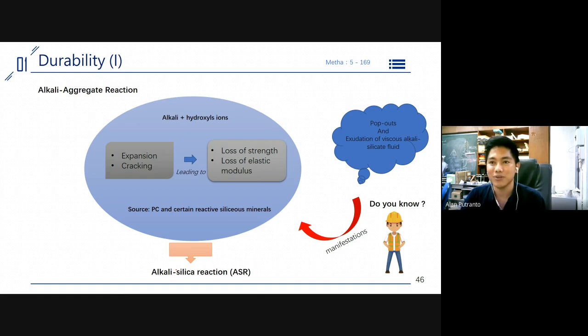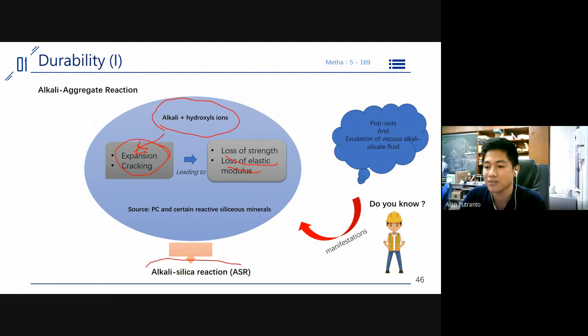I will keep going. We were talking about the alkali aggregate reaction. Like I say in my PPT, this is the process. Okay, alkali plus hydroxyl ions, which leads to expansion and cracking. What happens with this kind of deterioration? This will lead to loss of strength and loss of elastic modulus, and all of this process could happen for alkali silica reaction. I will talk about this with this PPT.